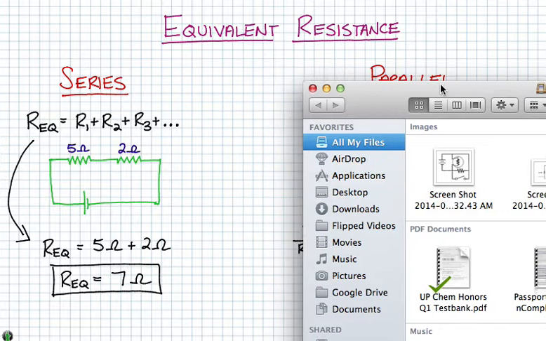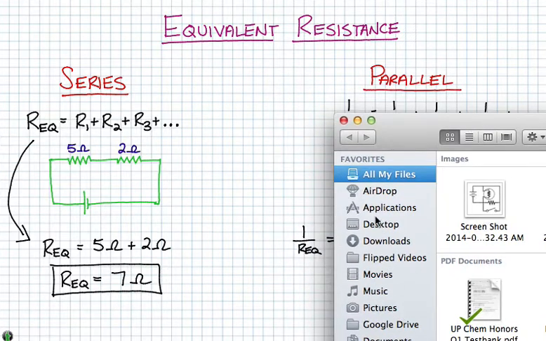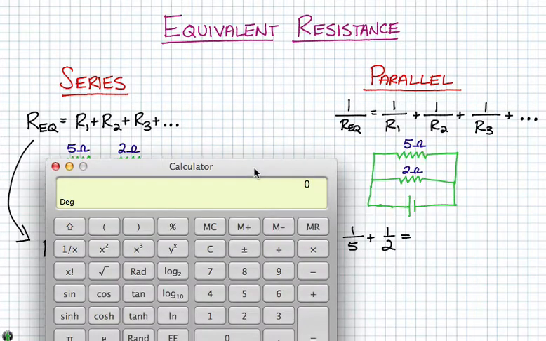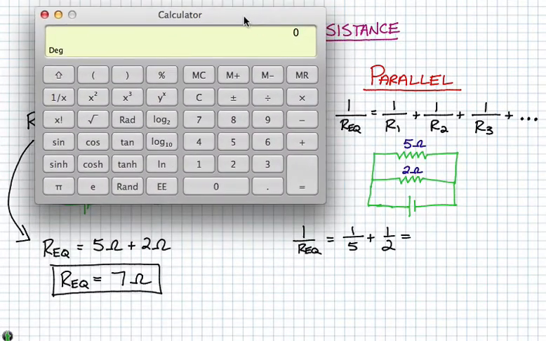If you bear with me 1 second, let me get my calculator out. That will make things a little bit easier. All right, so if I have my calculator, I'm going to show you the easiest way to do this. This will probably be the best thing you take from this video.